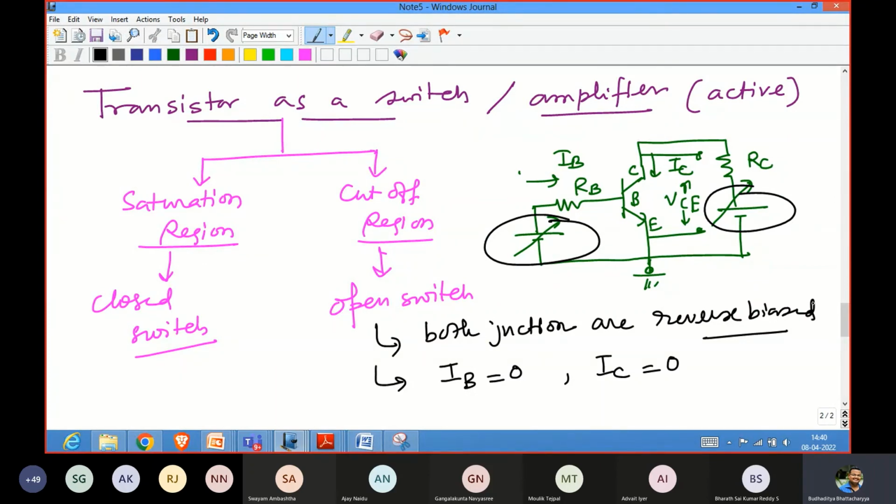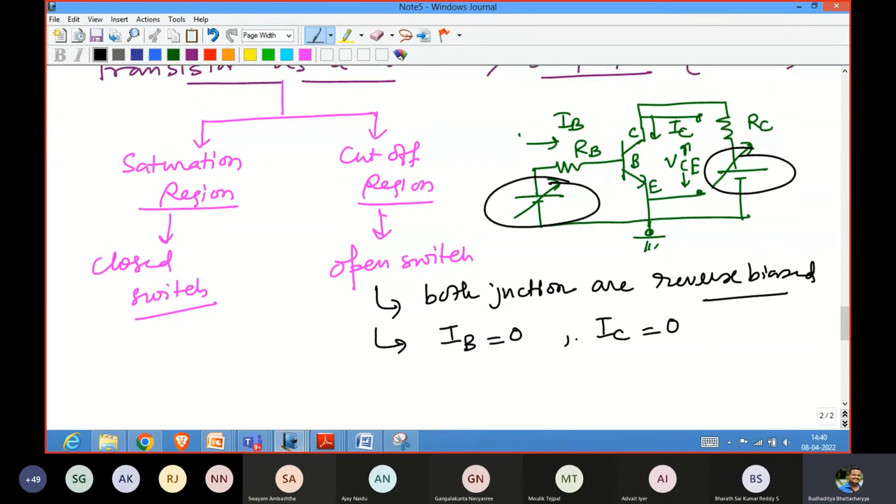So if these two are 0, if you observe, I apply Kirchhoff's voltage law in this second loop. Suppose this is my loop 1 and this is my loop 2. So in that case, VCC is equal to ICRC plus VCE. I'm mentioning this as VCE and this as VBB. Yeah, sorry, this is VCC.